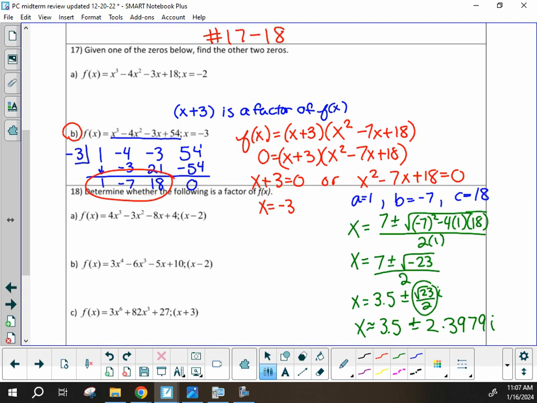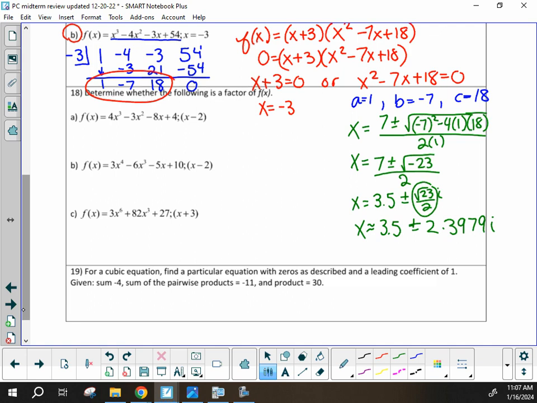Those are two complex zeros. Remember, those would not be x-intercepts on the graph. We would only see it intersecting at -3. Now, 18, similar work, just slightly different question that they're asking here. I think this is actually the easier one.